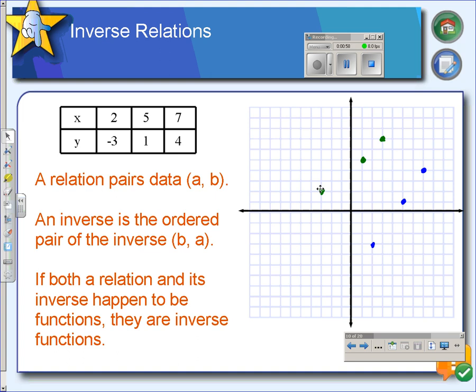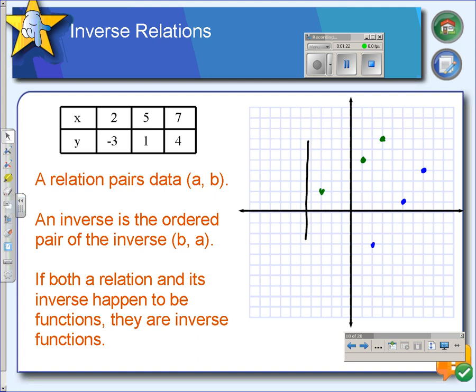The definition for a function is for every x, there's exactly one y. One way to test to see if your relation is a function is to see if it passes the vertical line test. So as long as you're only hitting one point at a time, then it is a function. So each x has only one y. We can tell because it only hits one point at a time.